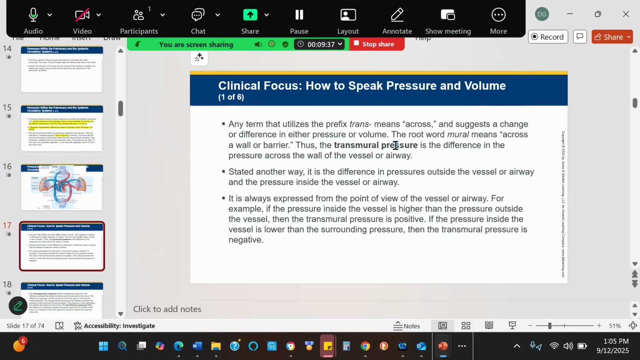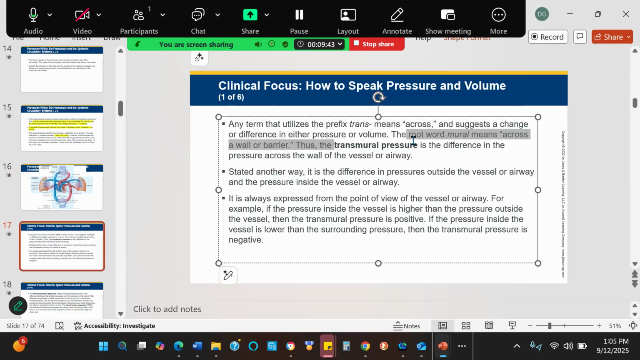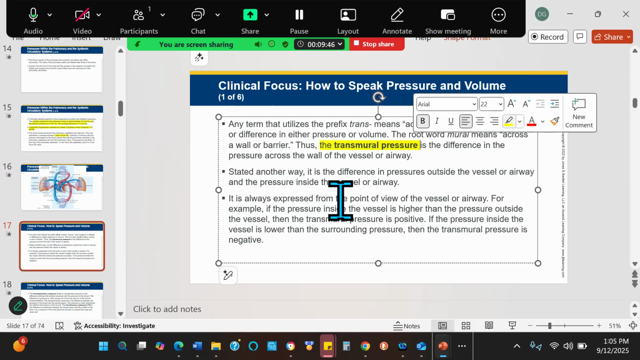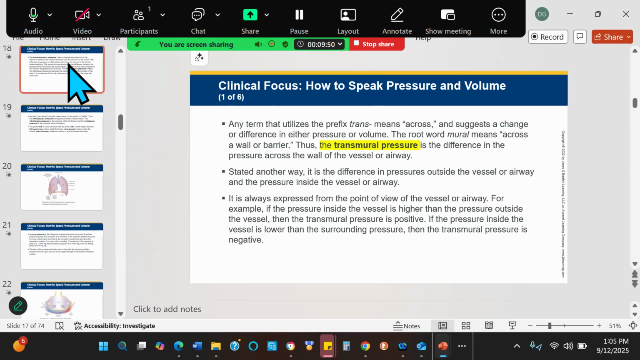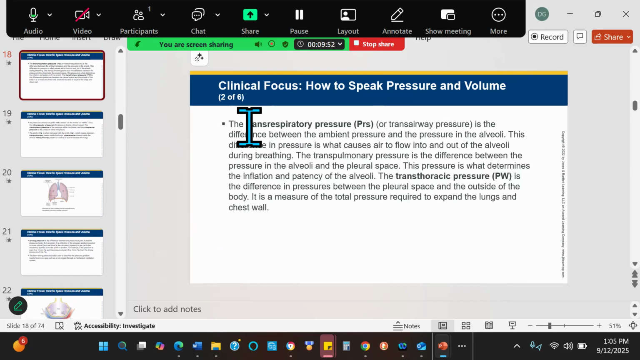Trans means across, so transmural pressure is the pressure across the wall of a vessel. That comes up in pulmonary edema because we have too much pressure inside the vessel, not enough pressure outside the vessel, and we get fluid leaking. Transrespiratory pressure or transairway pressure is the difference in pressure between the alveoli and the surrounding air.